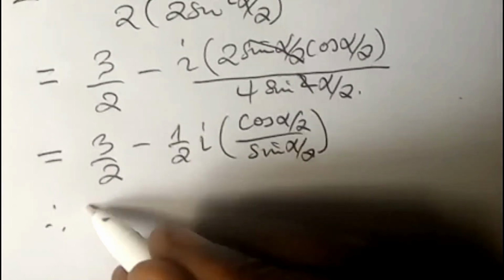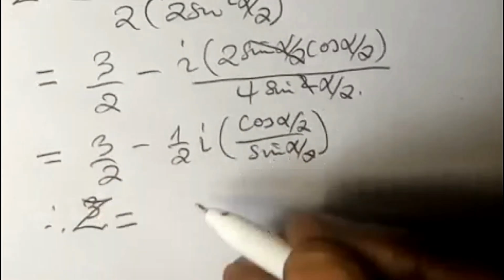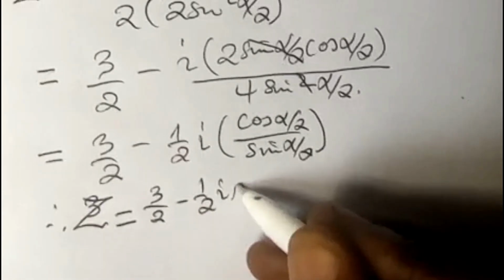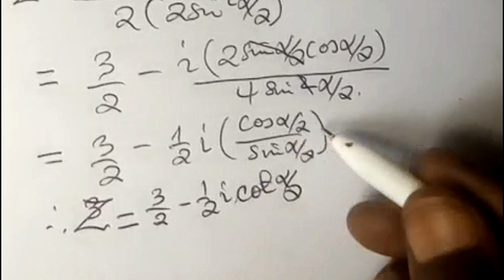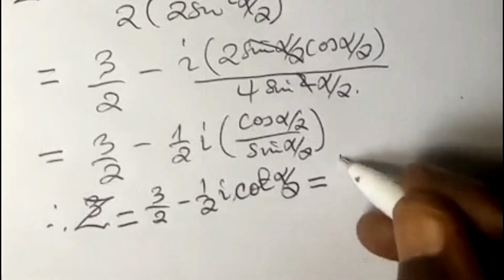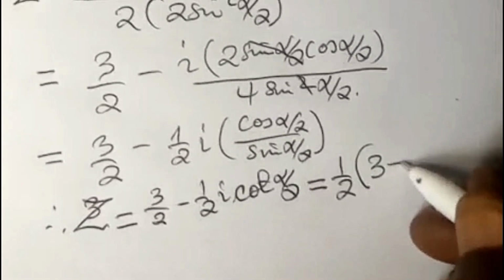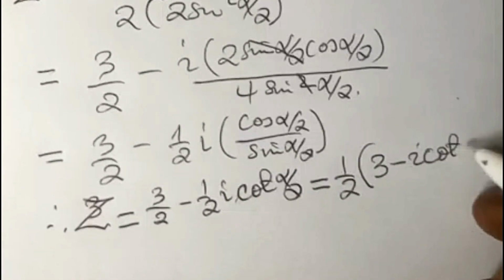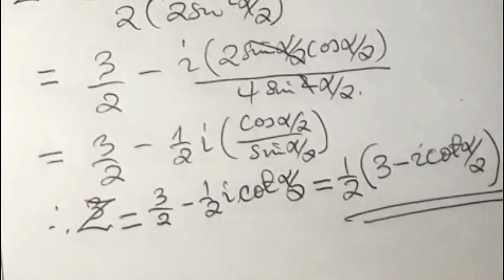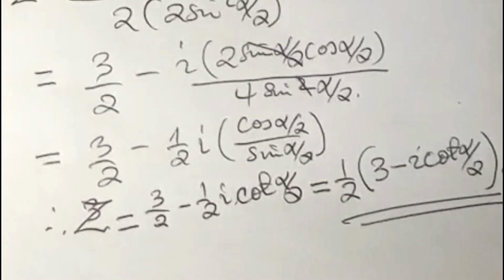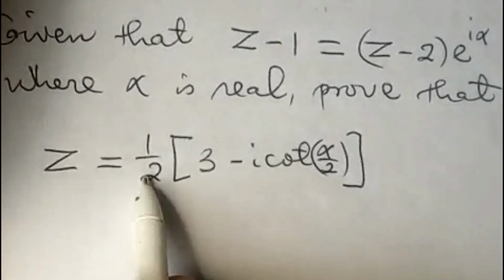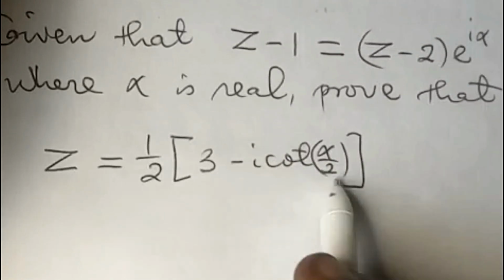Therefore, z equals 3 over 2 minus half i cot alpha on 2, because cos alpha on 2 over sine alpha on 2 is cot alpha on 2, which is the same as, factorizing half, half into (3 minus i cot alpha on 2), as required. We were asked to prove that z equals half into (3 minus i cot alpha on 2).